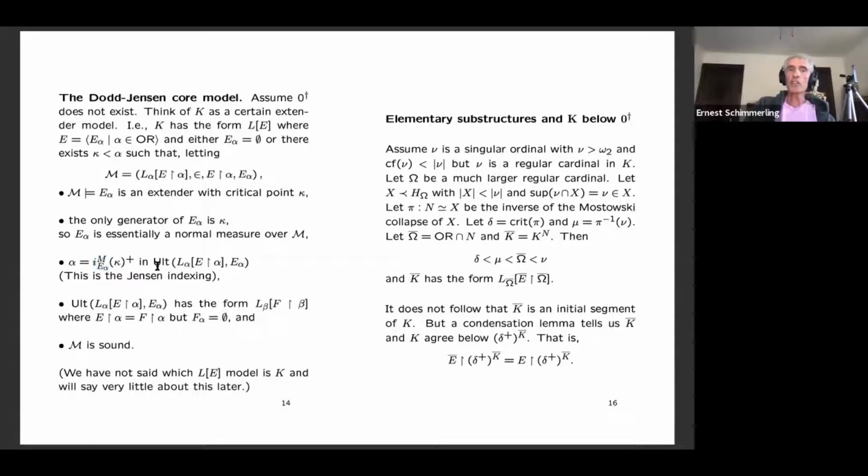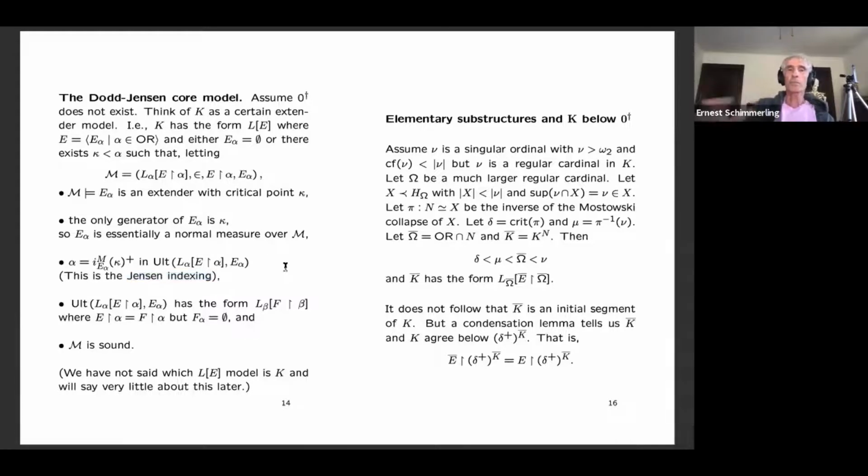So implicit here is that the ultra power is well-founded enough to make sense of this. So if you take the ultra power map coming from E alpha and then look at where the critical point gets sent, and then take the next cardinal in this ultra power and assume all of that stuff exists and is well-founded, that has to be alpha. So it's dictating at what point you put on extenders. This is known as the Jensen indexing.